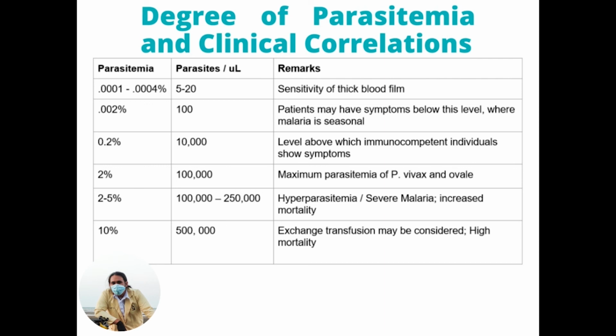For 10% parasitemia with 500,000 parasites per microliter, exchange transfusion may be considered. There is high mortality.